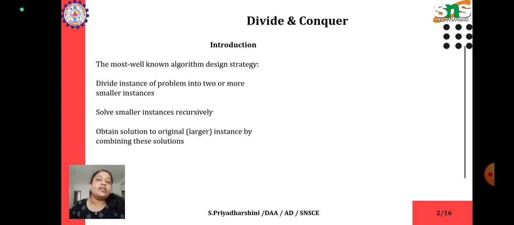A divide and conquer algorithm solves a problem using the following three steps. First, divide the original instance of the problem into two or more smaller instances. Solve the smaller instances recursively, then obtain the solution to the original instance by combining these solutions.